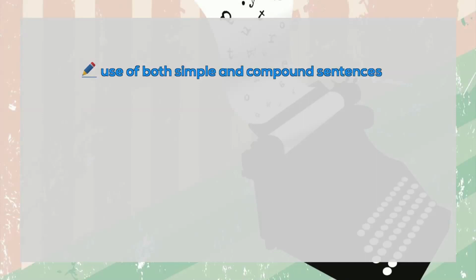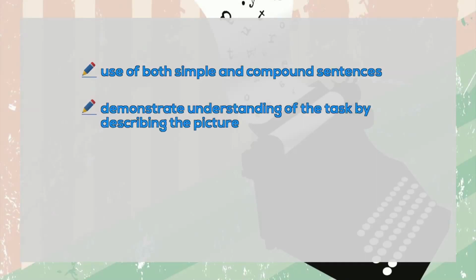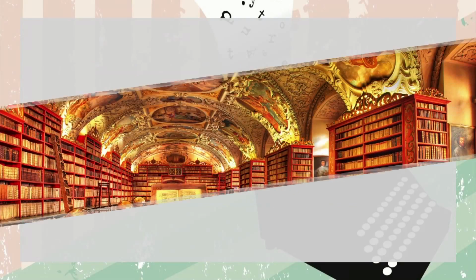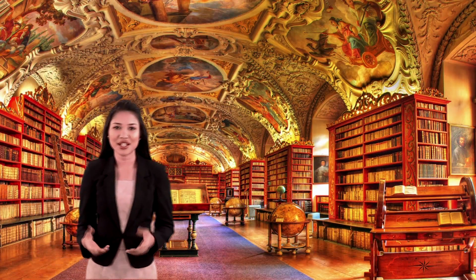So in order to score for this section, you must remember the following tips. Use of both simple and compound sentences. Demonstrate understanding of the task by describing the picture, mastery of vocabulary, and minimal grammatical and spelling errors. I will explain how to use these tips later. But first, let's analyze the topics that appeared in the past UPSR papers from 2007 to 2014.